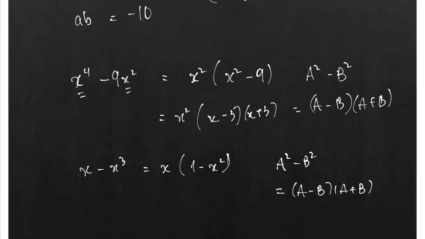As I mentioned, the value of capital A and the value of capital B matters. In this case, capital A is equal to 1 and capital B is equal to x. So the final result is x times 1 minus x times 1 plus x.